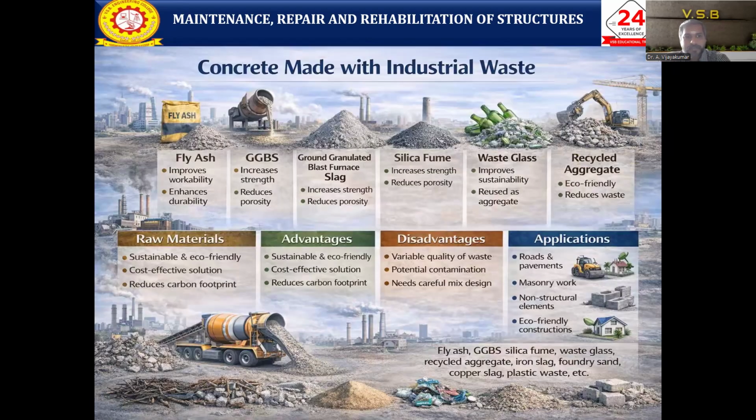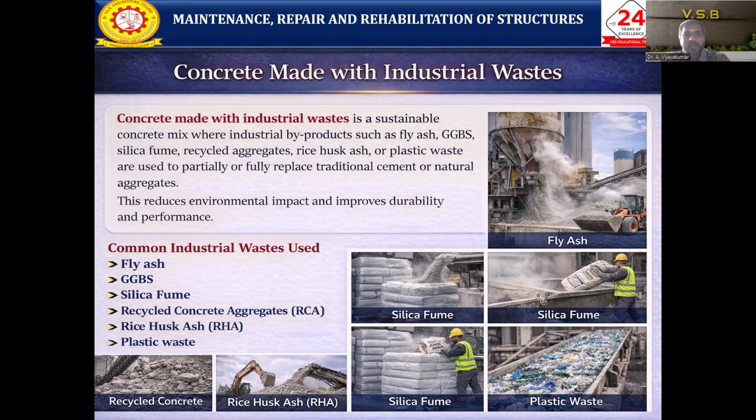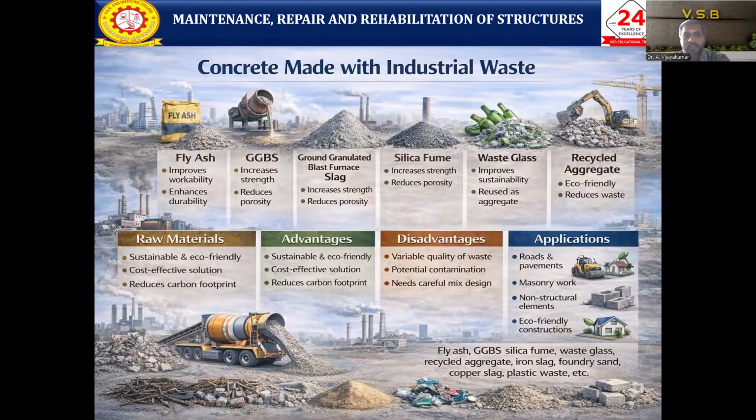Concrete made with industrial waste is a sustainable concrete mix where industrial byproducts such as fly ash, GGBS, silica fume, recycled aggregate, rice husk and plastic waste are partially or fully used to replace traditional cement and natural aggregates. This reduces the environmental impact and improves the durability and performance of the concrete. In concrete made with industrial waste, we can use fly ash. When using fly ash, it automatically improves and enhances the workability.